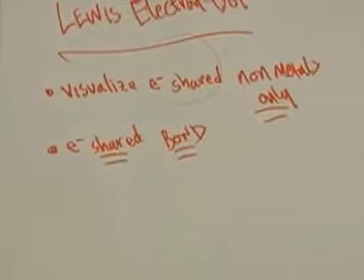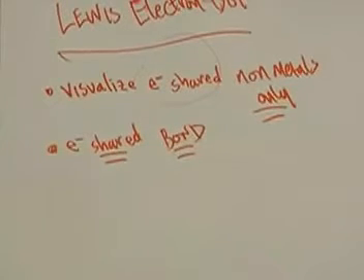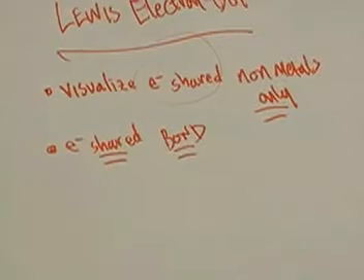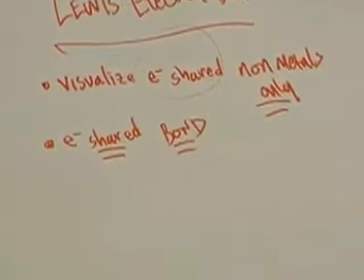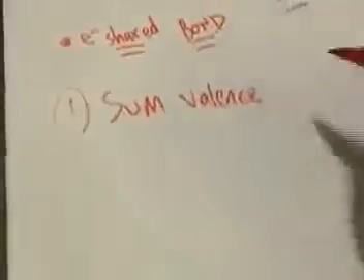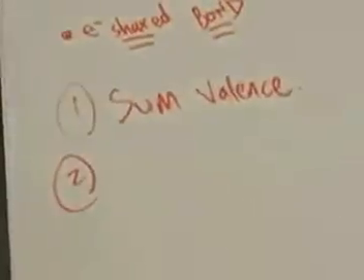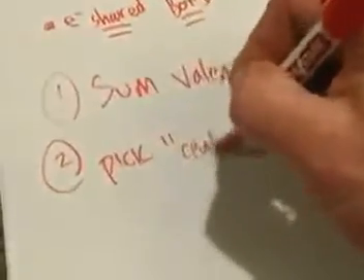There are 5 steps generally in drawing a Lewis electron dot structure, and let's write down those 5 steps. And then there are, of course, a few exceptions. Step number 1 is to find the sum of the valence electrons. Step number 2, once you've summed the valence electrons, then pick what's called a central atom.